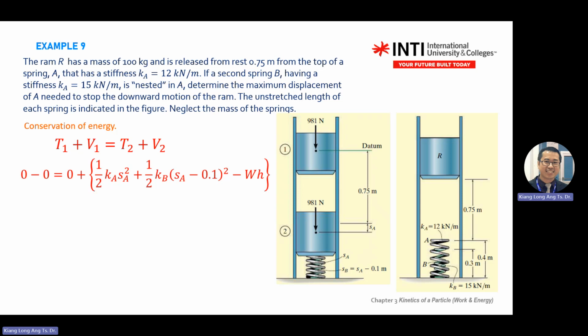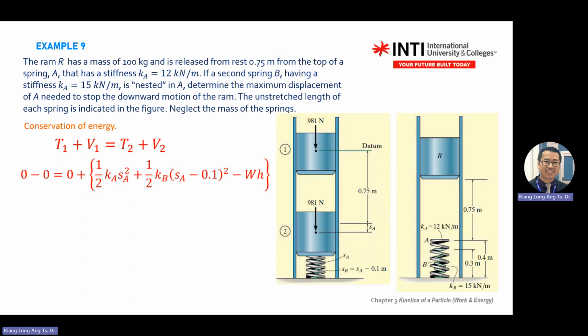Equal, after, T2 is 0, because it comes to a stop. You need to stop the thing, so velocity is 0 after, half mv squared is 0. But the spring has done some work there. It consists of two parts, spring A and spring B, both positive. But there is a change of position for gravity, which is negative because it falls below the datum, negative mgh.